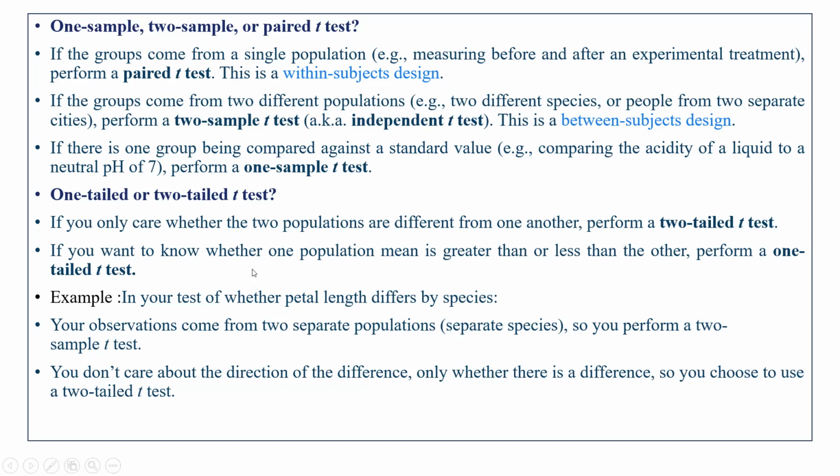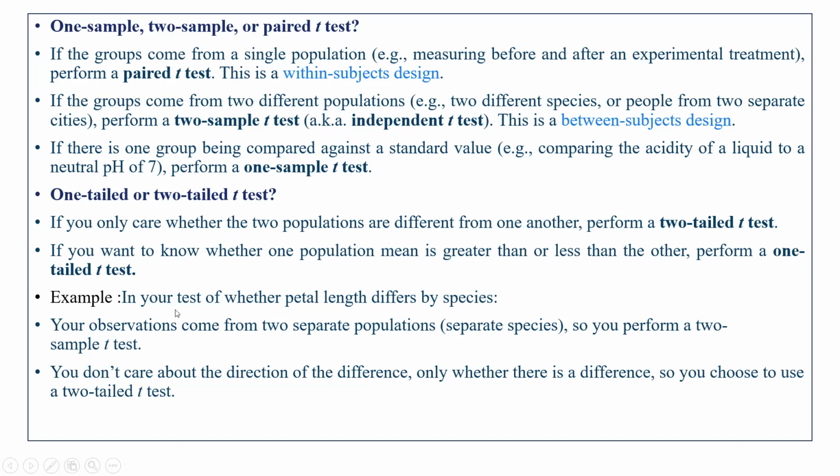And if you want to know whether one population mean is greater than or less than the other, then you need to perform one-tailed t-test. So whenever you are finding out these differences, or whatever your purpose of the data, what type of data analysis you want, accordingly you have to choose one-tailed or two-tailed.